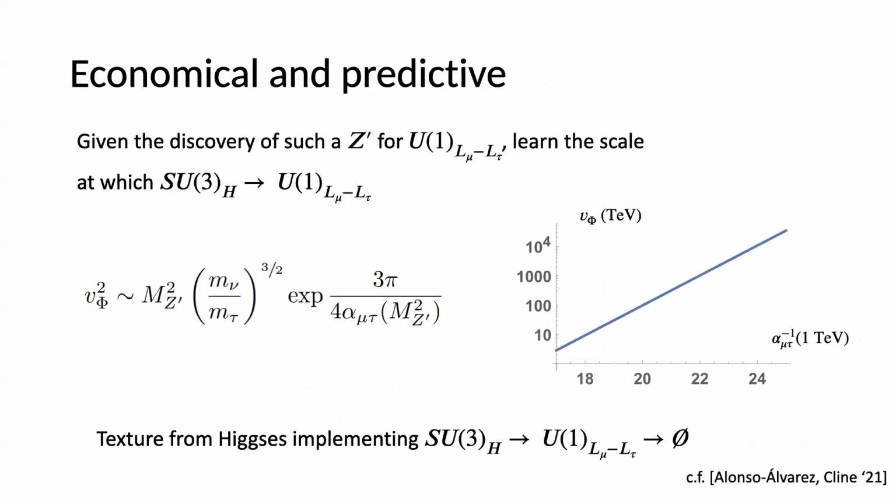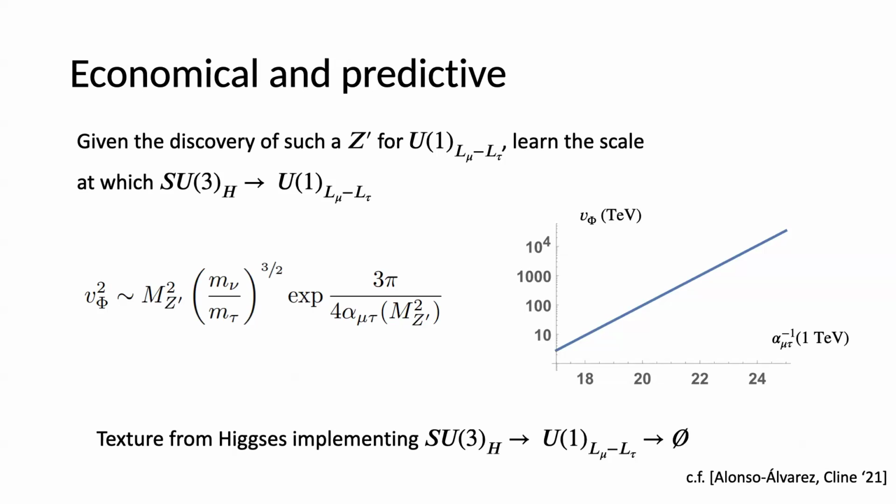I'll only say a few more words about the phenomenology, because it's so relatively simple to introduce these. It's also very predictive. So if tomorrow at the LHC, or in some years at a muon collider, we discover a Z prime for L mu minus L tau, and we measure its mass, which is the range of the new force, and the gauge coupling, the strength of the new force, then in fact, we learn essentially the scale at which we should find the rest of the non-Abelian gauge bosons.